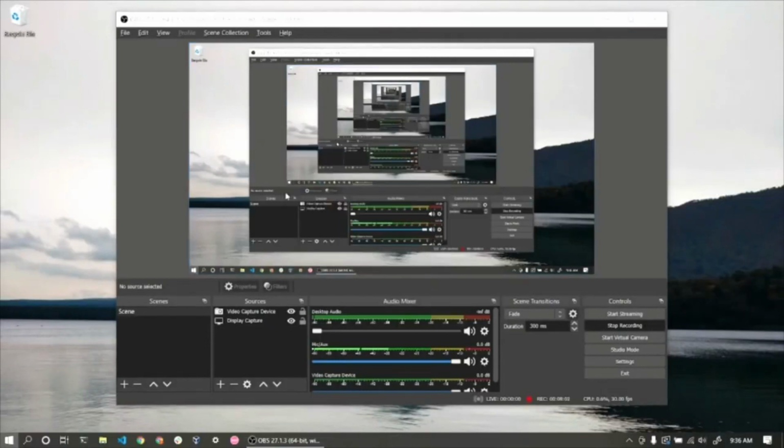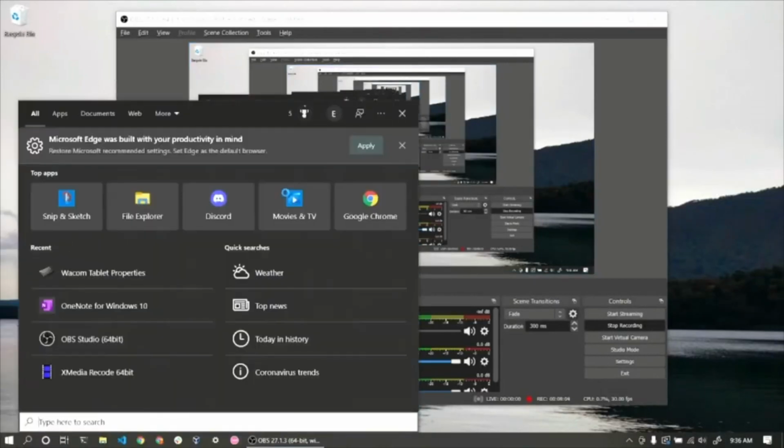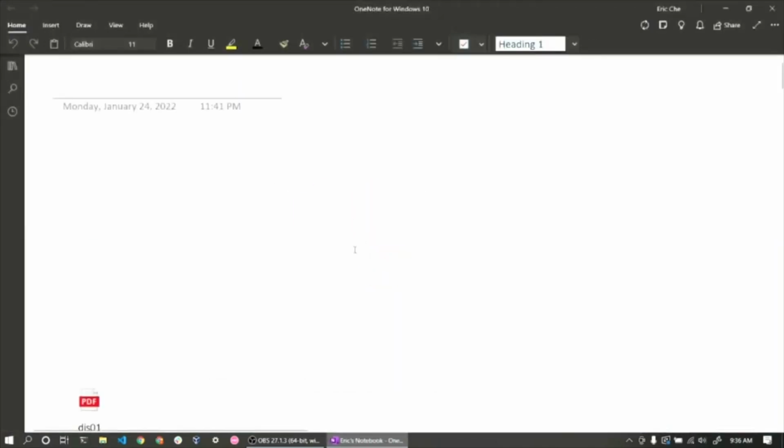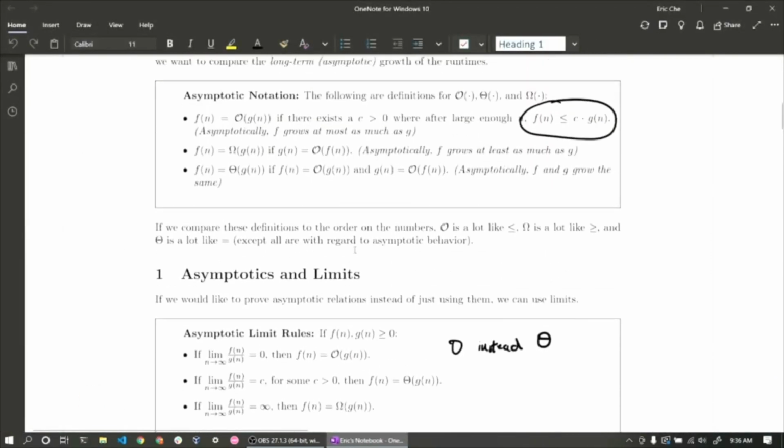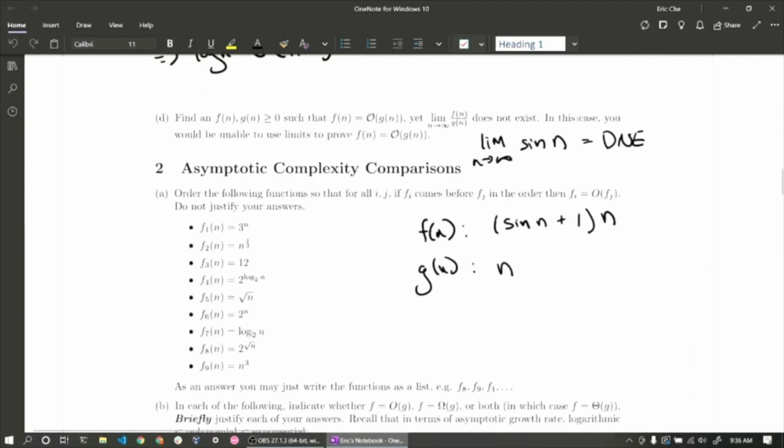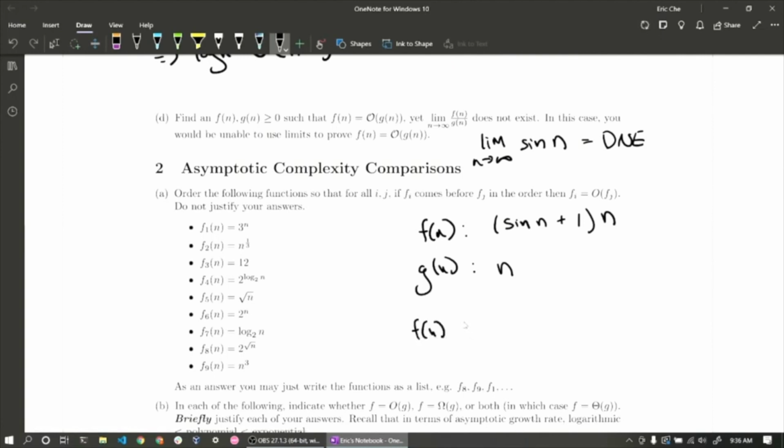Let's try to fulfill this property to solve this question. So we know that f of n has to be less than or equal to some constant times g of n. So let's write everything down.